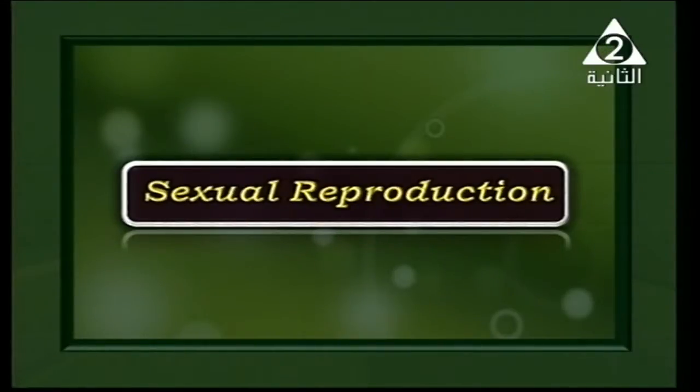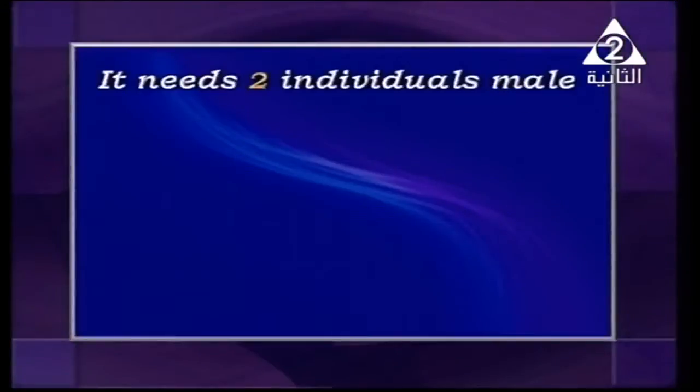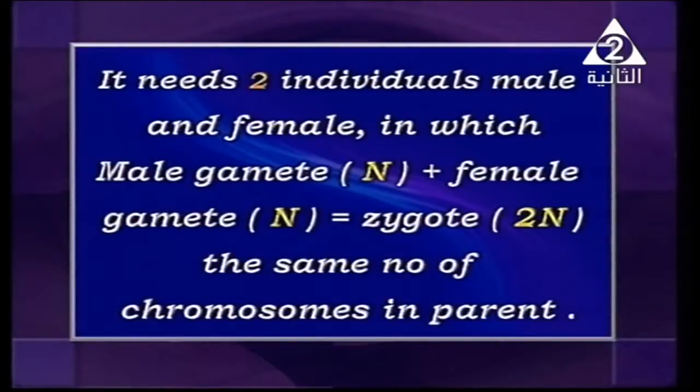Sexual reproduction. In this lesson, we need to learn more about sexual reproduction and how it happens, and how many individuals are needed. Well, actually, sexual reproduction needs two individuals, male and female. The last time we studied asexual reproduction, and we said it needs one individual. It may be male only or female. While here we need what?